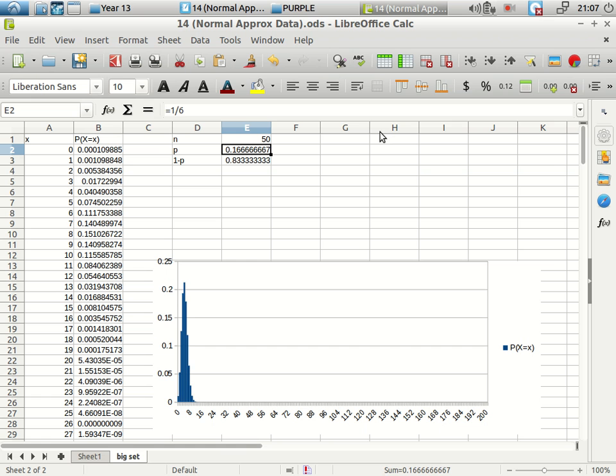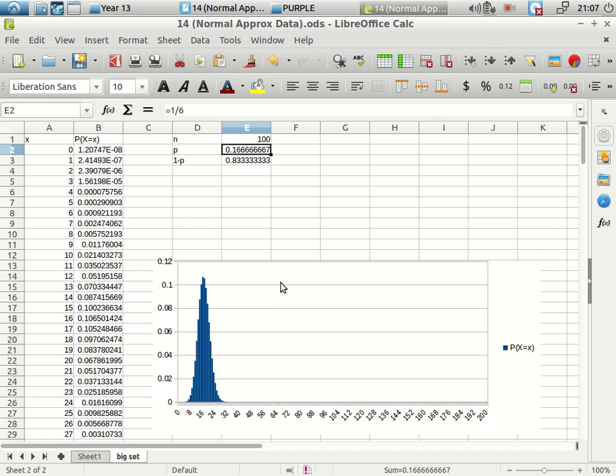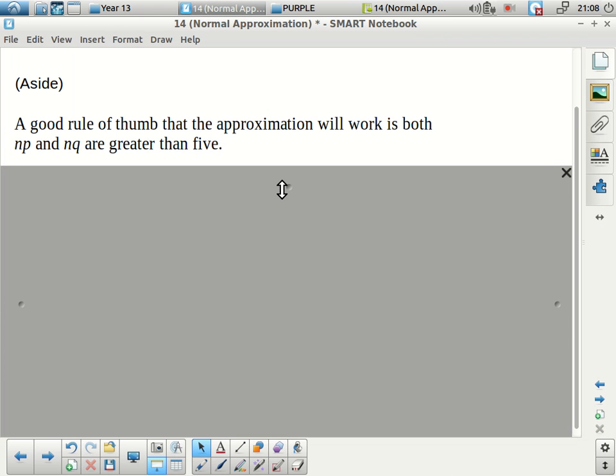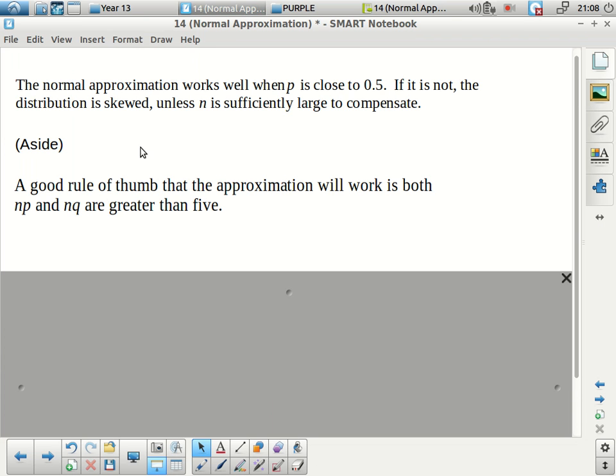So we'll go up to 50. Okay, looking more and more like a normal distribution. And we'll jump all the way to 100. So the average is much lower. Our graph before was over here, and now it's here. But I do have that normal shape now. So when the probabilities are close, that's what happened. The normal approximation works really well when p is close to 0.5, when it's close to a 50-50 chance of this happening.